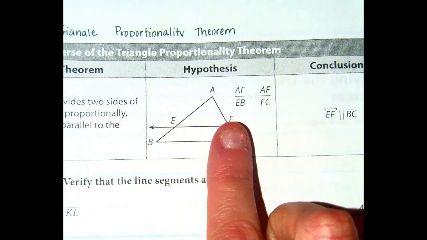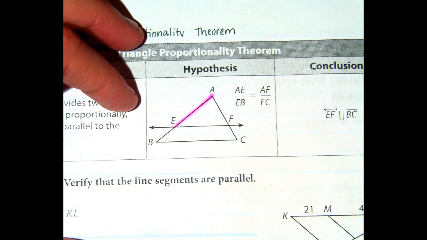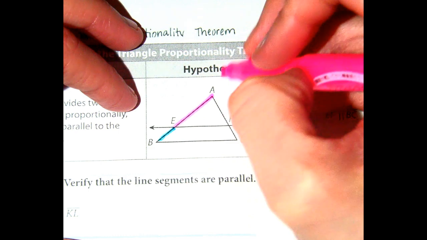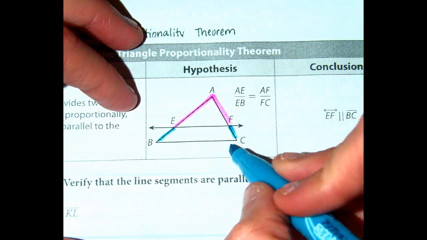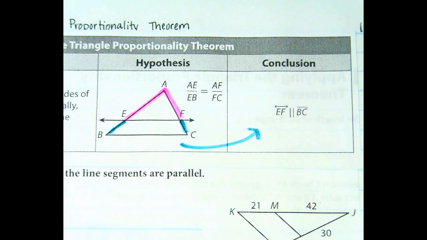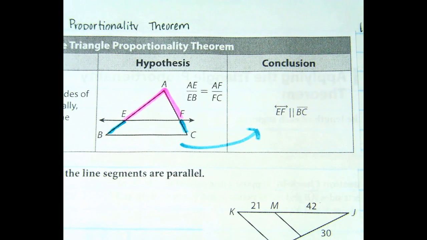So here's what we have. We still have that same picture, and they went ahead and told us that AE over EB is equal to AF over FC. And if that is true, then we have parallel lines. That's what we're doing this time. If that is true, then that means EF is parallel to BC. So while example 4 says verify, it is a proof, it's just not a complete formal proof. We're just going to make some statements to show it is.